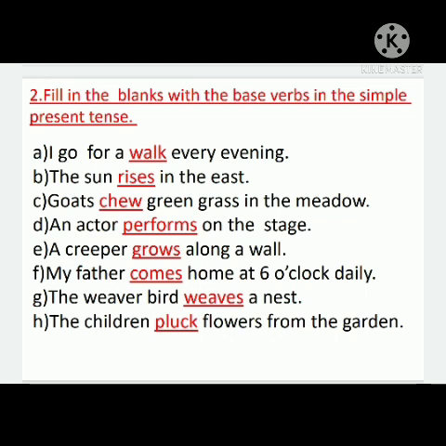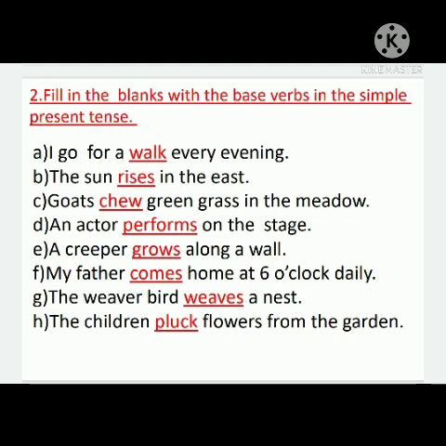Fifth one, E. A creeper grows along a wall. A creeper is singular. So we add s or es to the verb. So grow, I add s to grows. A creeper grows along a wall.